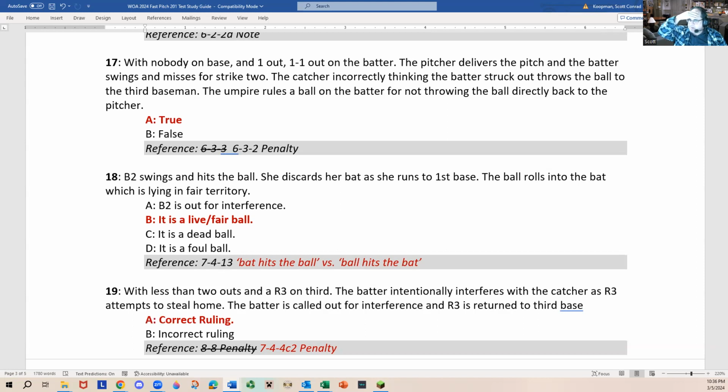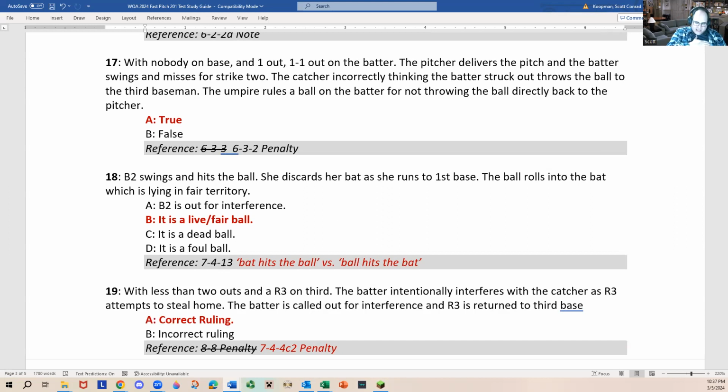The pitcher delivers the pitch and the batter swings and misses for strike 2. The catcher, incorrectly thinking the batter struck out, throws the ball to the third baseman, like toss it around. But it's not the third strike. The umpire rules a ball on the batter for not throwing the ball directly back to the pitcher. And in fact, this is true.